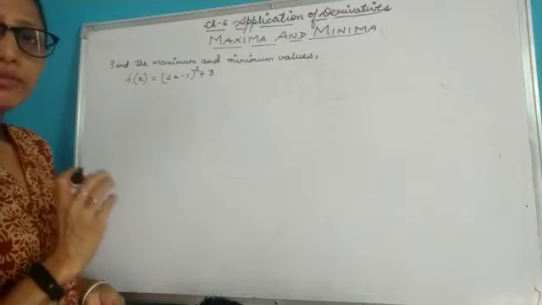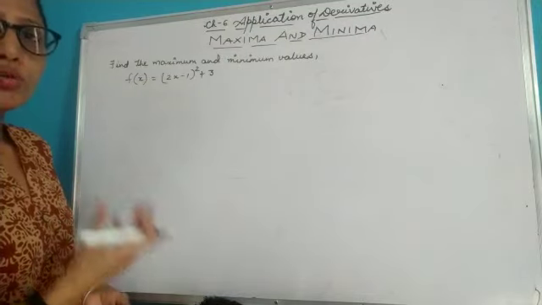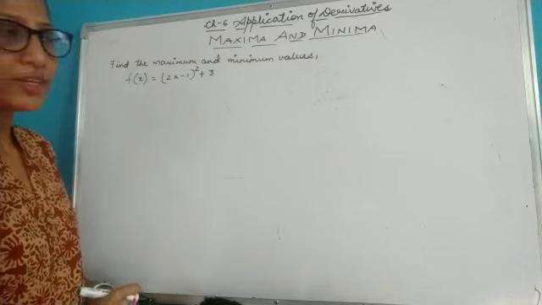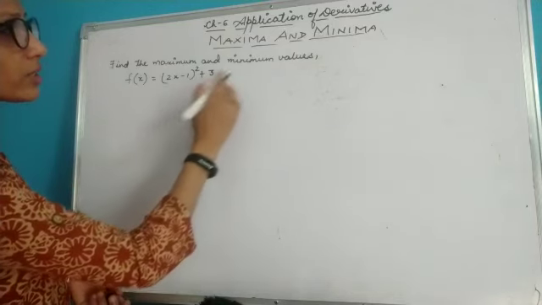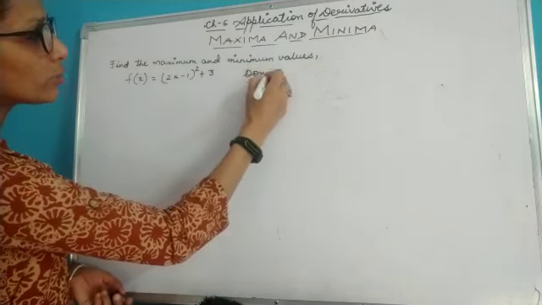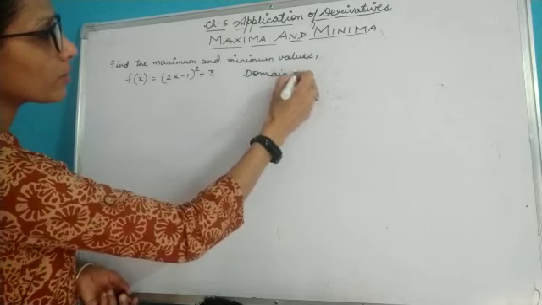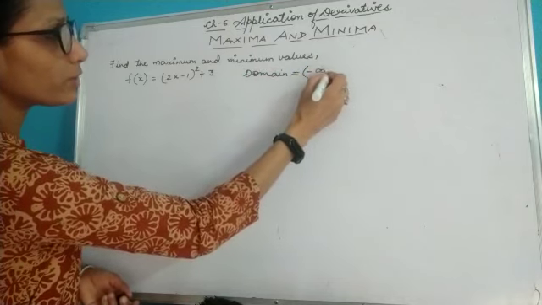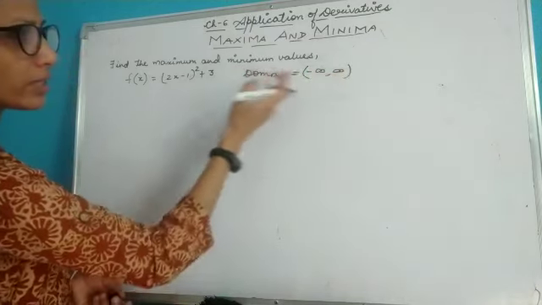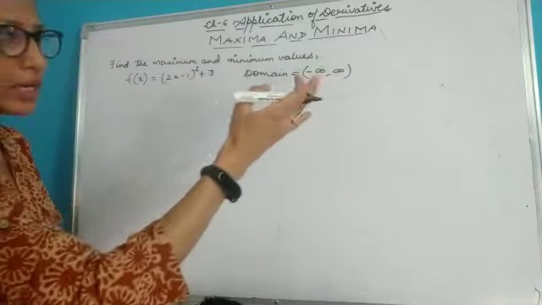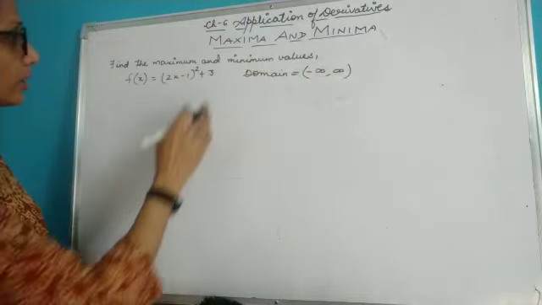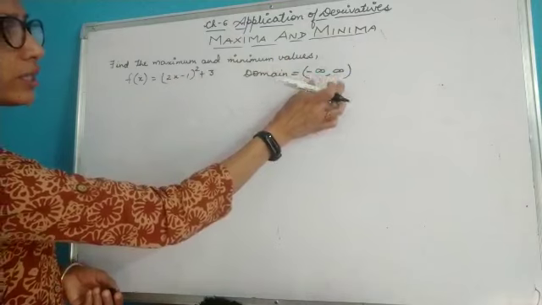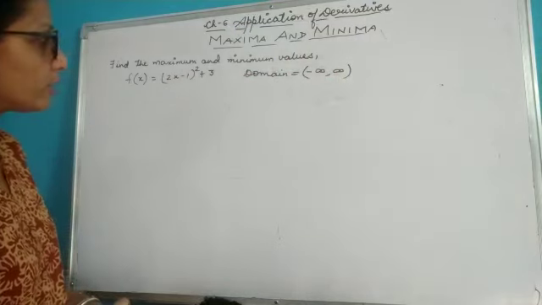Now this is the function defined to me. First of all, I will be finding out the domain in which the function is defined. So here the function is this. So I can have the domain from minus infinity to infinity. That means x can take any value, any real number. I can say domain equals real numbers. So it is defined on the interval minus infinity to infinity.